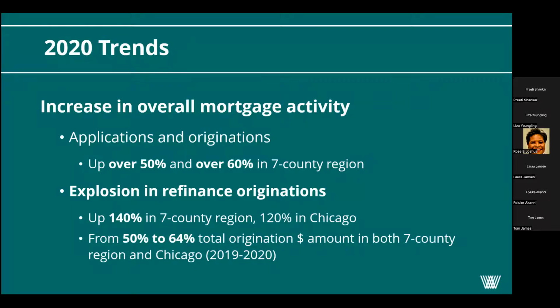First, a bit of context. Overall, in 2020, mortgage activity increased. We saw applications and loan originations both go up over 50 and 60% in the whole 7-county region. And this was primarily driven by an explosion in refinance originations. In that whole 7-county region, refinance originations were up 140% and 120% in Chicago. And as a total dollar amount of all originations, it was an increase of 50 to 64% in the 7-county region and in Chicago, respectively, from 2019 to 2020.